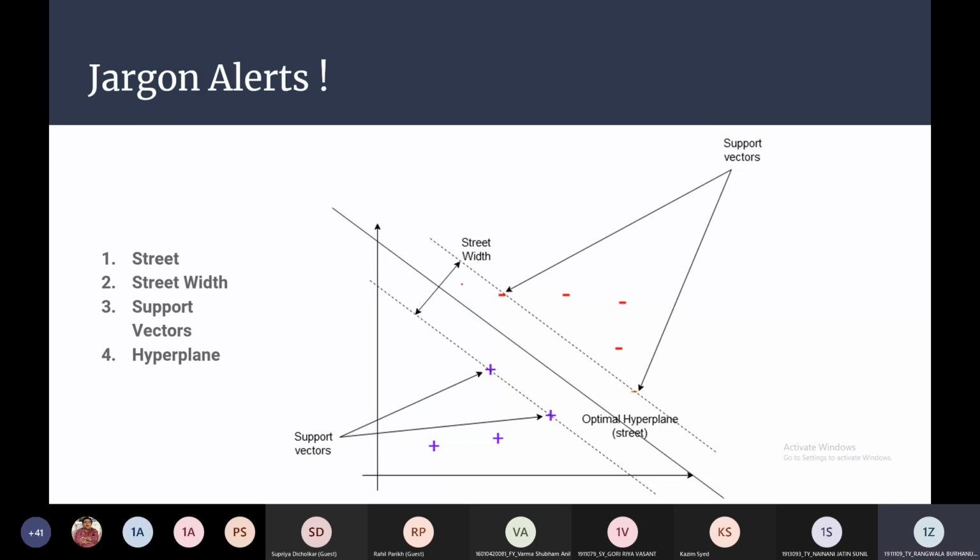So these are the main terms of SVMs. Like I told you, these two instances on the street are the support vectors. This is your main decision boundary, and this is the street width. This decision boundary is also known as a hyperplane. Now, all the data you are seeing currently is in 2D. That is why the hyperplane that has been formed is in 1D. So the dimension of the hyperplane is one less than the dimension of your data. If, for example, this was 3D data, your hyperplane would be 2D.